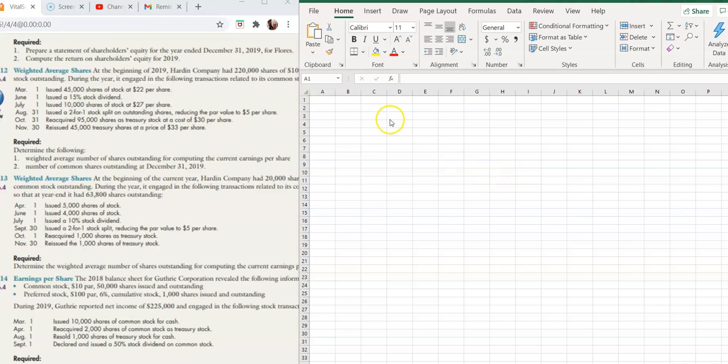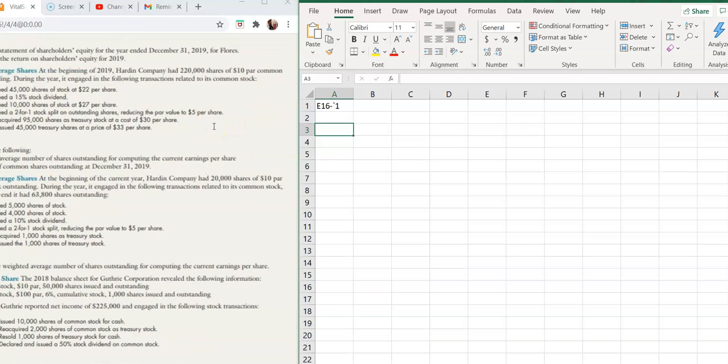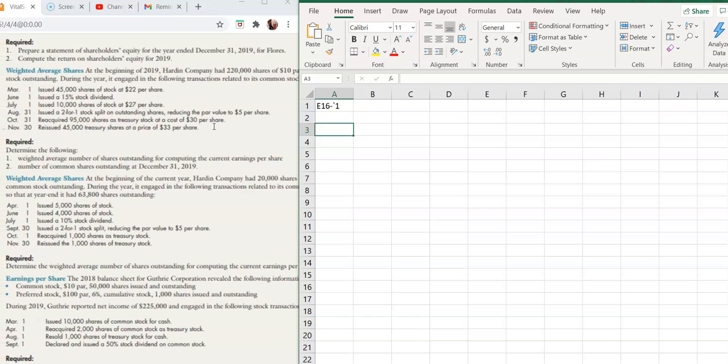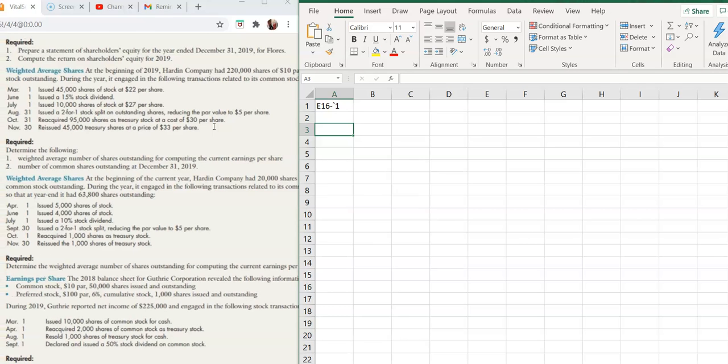Exercise 12. This one is doing weighted average number of shares outstanding. I'll fix that later. At the beginning of 2019, Hard & Company had 220,000 shares of $10 par common stock outstanding. During the year, it engaged in the following transactions related to its common stock. And we're supposed to find the weighted average number of shares outstanding for computing the current earnings per share, and then the number of common shares outstanding, actually.